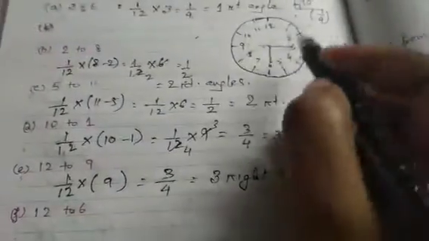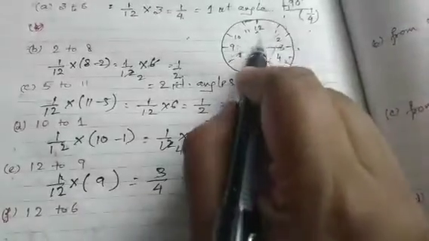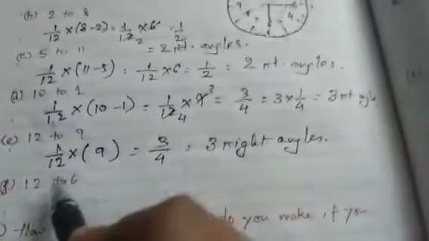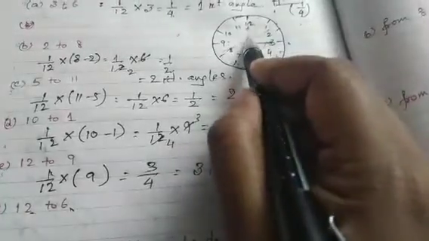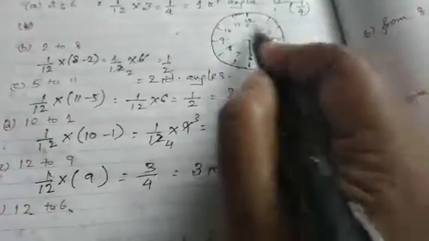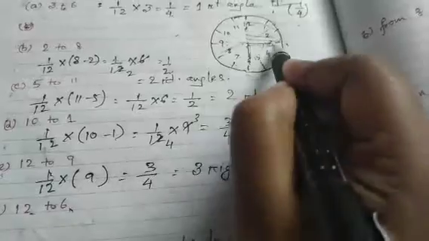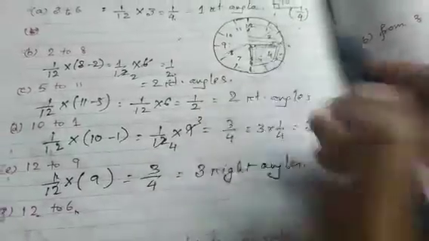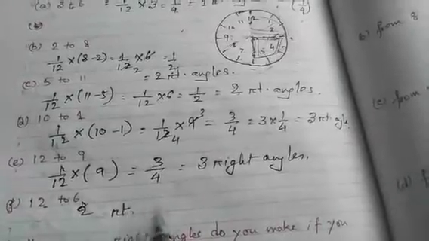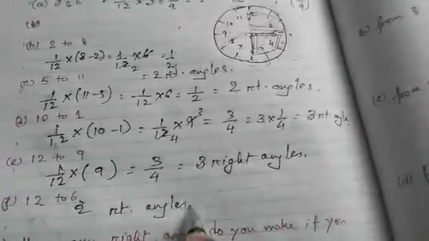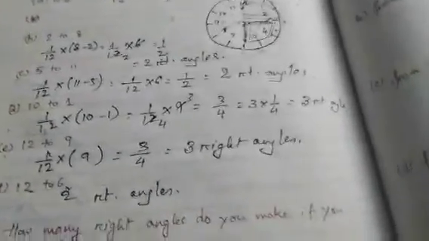12 to 6, you see each 4 divisions is making 1 right angle. So if I say 12 to 6, how many are there? These make one right angle and these make one right angle. So obviously there are two right angles. You hardly have to show any calculations. It's for you to understand.